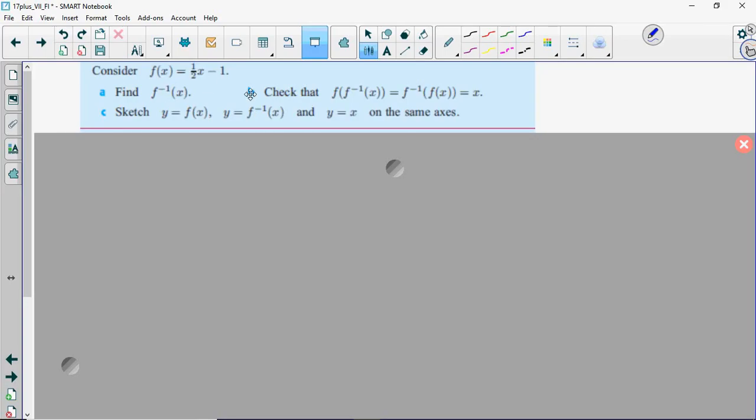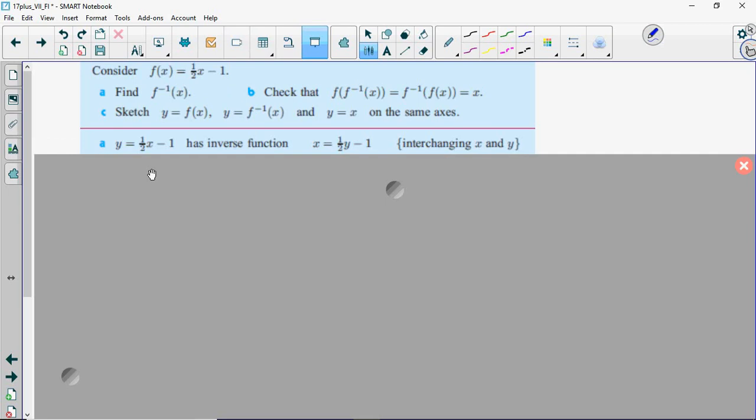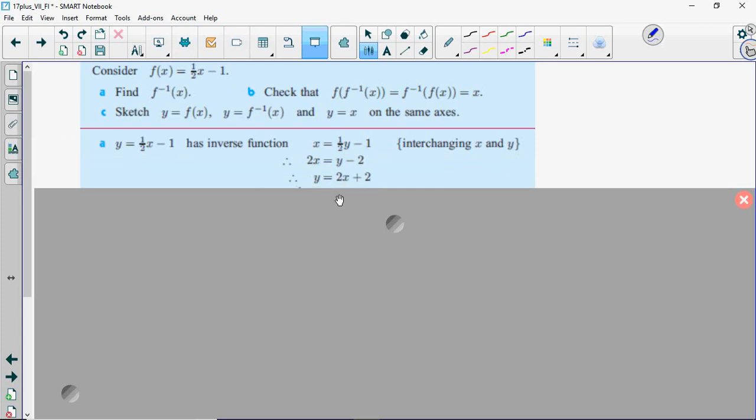Let's do a problem. So we've got this function going on here, 1/2 x minus 1. Oh, it's a line. Thank goodness. That makes it simple. Find the inverse function. Okay, let us start there. So if we just switch the x and y, then we've got x equals 1/2 y minus 1. And if we solve that for y, we get 2x plus 2.